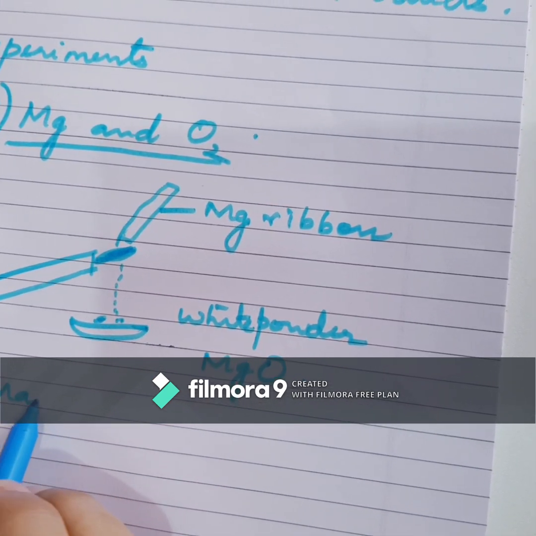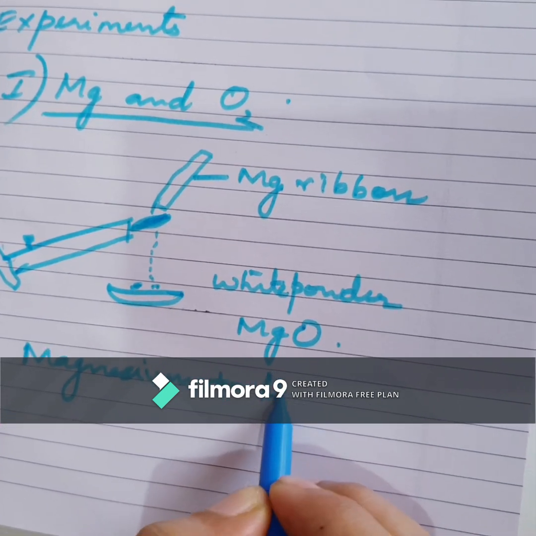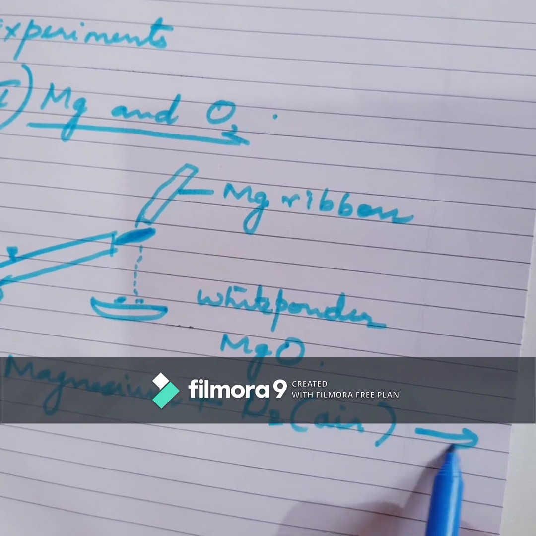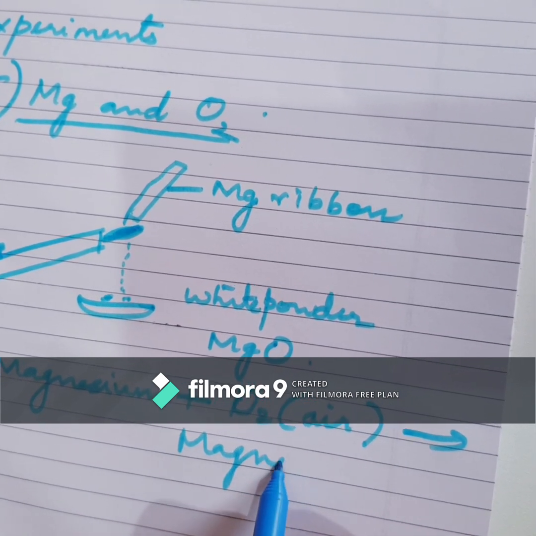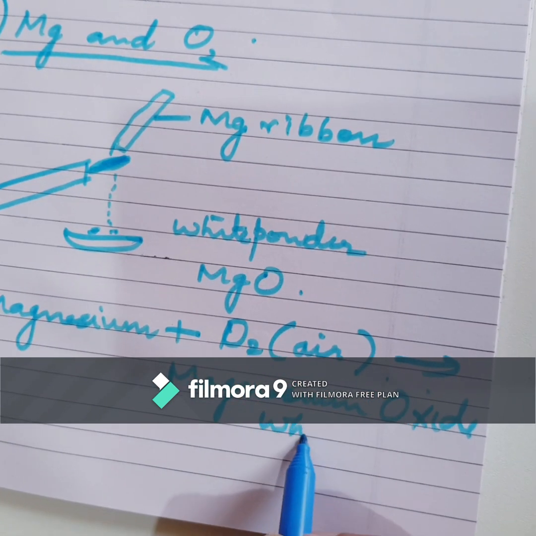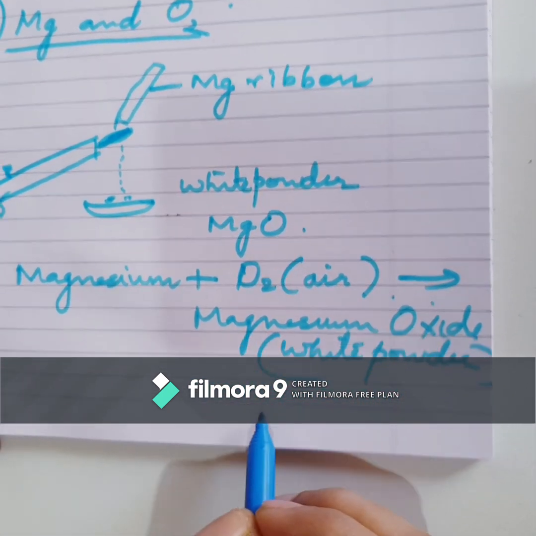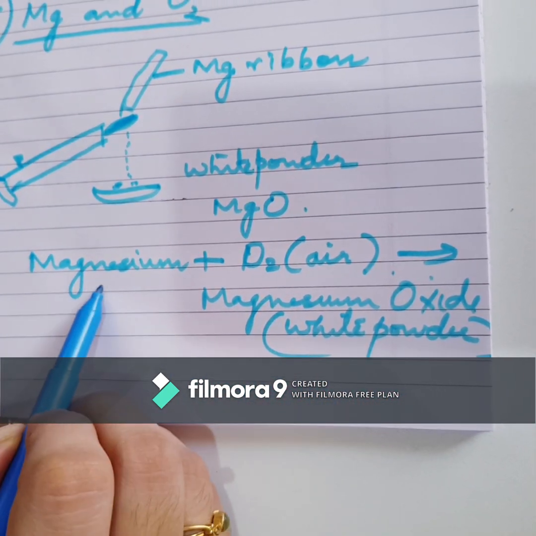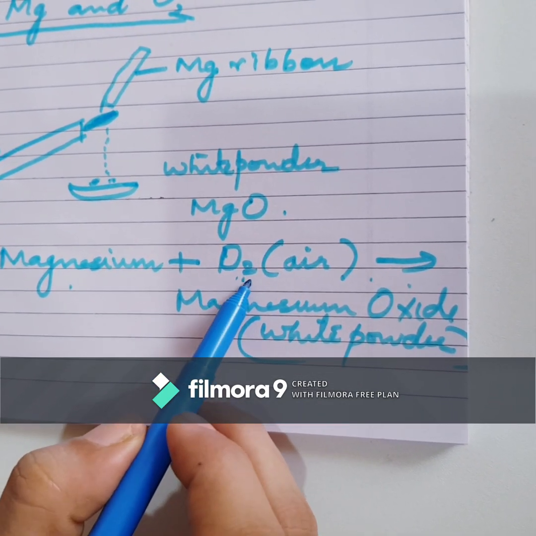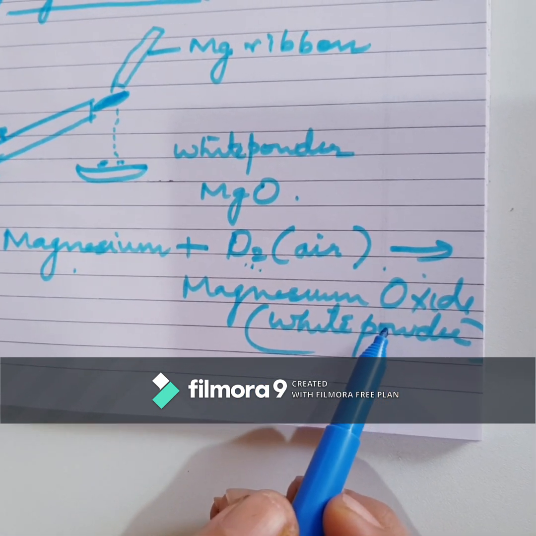Let's say magnesium reacts with air or oxygen. Oxygen in the air reacts with magnesium, and you get magnesium oxide which is a white powder. This is the reaction. Magnesium ribbon on burning combines with oxygen in the air to give you magnesium oxide, which is a white powder.